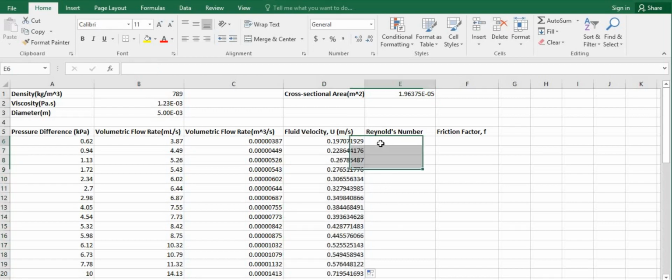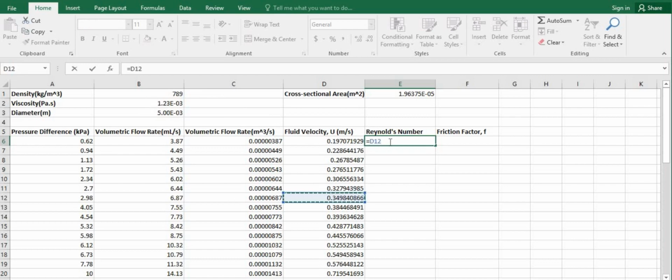Then to calculate our Reynolds number, we'll have equal to rho UD over mu. Now our rho is a constant value, our U is not constant, our D is a constant value, and our mu is a constant value. So we'll have to take note of that. So we can write our formula here. We can put those components at the numerator in a bracket.